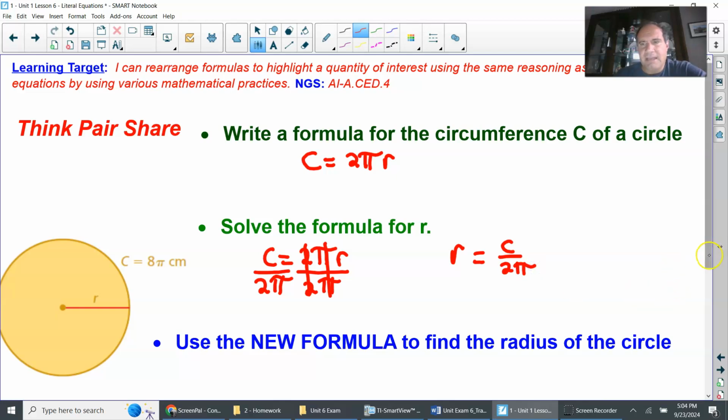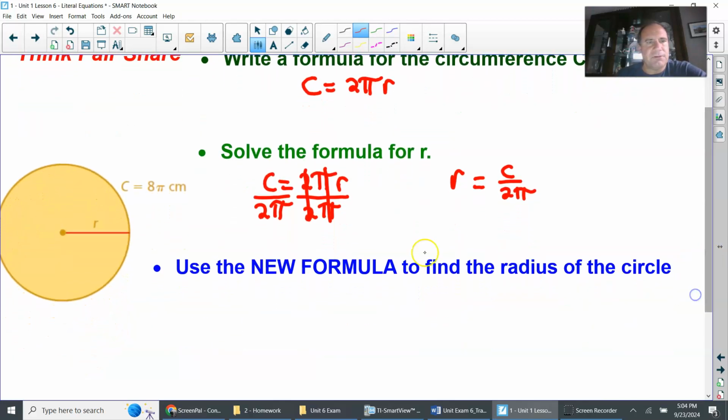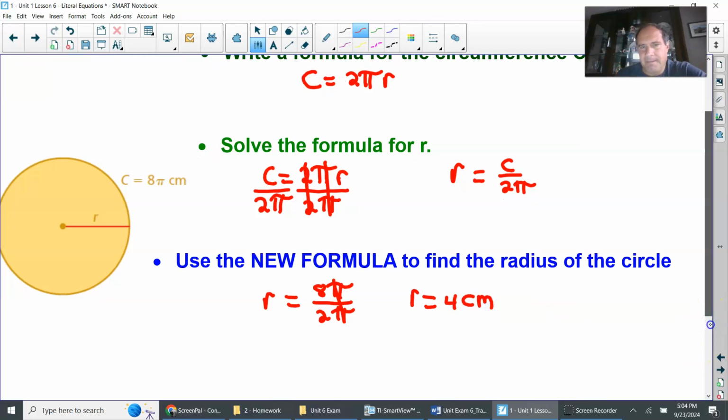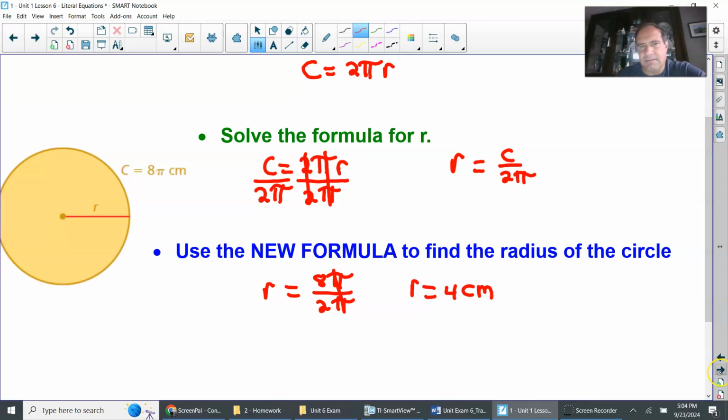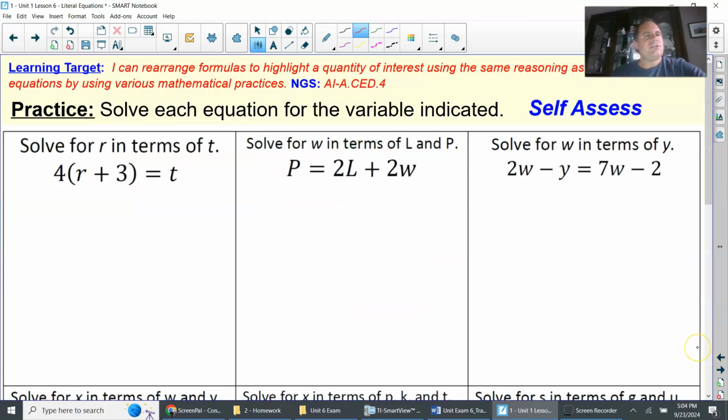Now we're going to use that new formula to find the radius. So R equals C, which is 8 pi, over 2 pi. So guess what? Pi's cancel. 8 divided by 2, R equals 4 centimeters. And that is that.